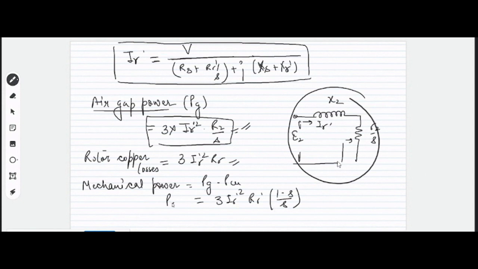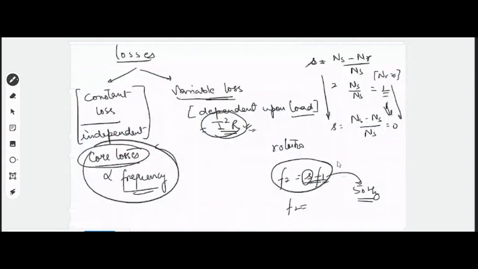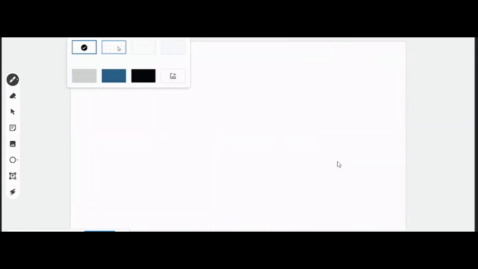If this is PM, can we get the value of torque generated? Yes, because we know that PM is equal to Tm into omega, where Tm is the mechanical torque, basically the torque generated by the motor. P is equal to T into omega. Yes or no? That means T is equal to P by omega. So can we write this as torque T equal to PM divided by omega M? Yes sir.